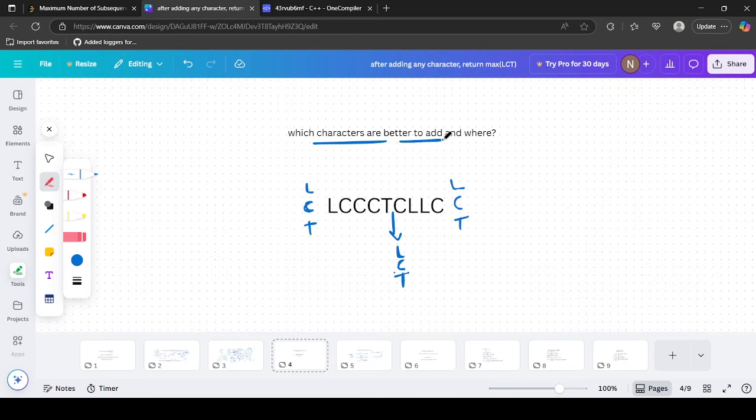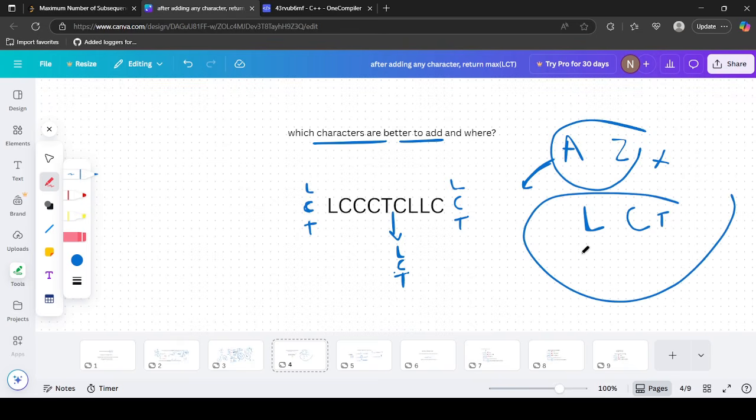So it is given that we can add any character at any index. So can we add A at any index or can we add Z at any index? Obviously no, because even if we add, we cannot get the answer. So instead of thinking of all the ways, let's think what are the best ways to add and which characters. So from now, we can very easily understand that we will only add L or C or T anywhere because adding any extra characters will be of no use. So let's assume that we have 3 possibilities, placing L or C or T at the beginning or end or in the middle.